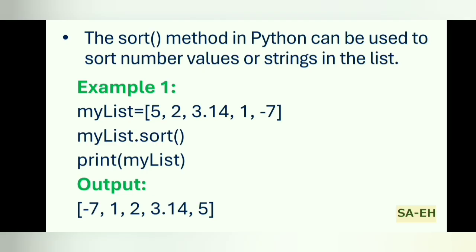The print statement print myList will print the output. The output is -7, 1, 2, 3.14 and 5. The return value of the sort method is None. The sort method does not create a new list, rather the list is modified in place.